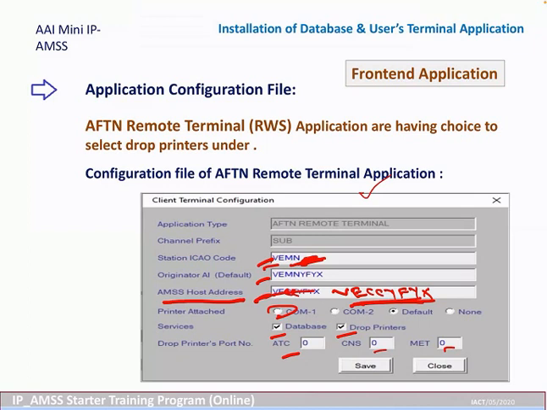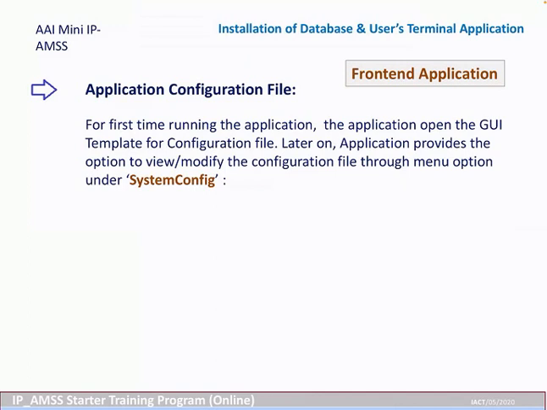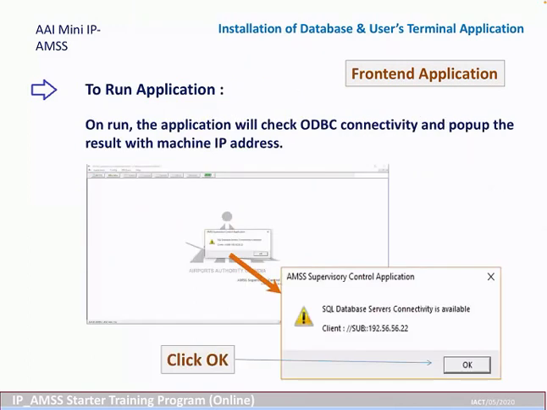Now in this mini IPMSS, only one single .exe file will be there for the application. You don't have to copy any other folder. You just double click on the exe file and all the folders will be created automatically. Now once you double click on the application, this window will come, and if all the connections are okay, then you will see SQL database server connectivity available and the IP address of that particular PC.